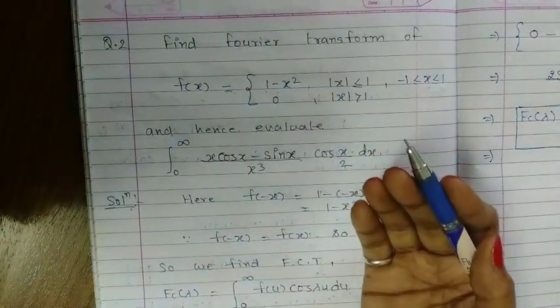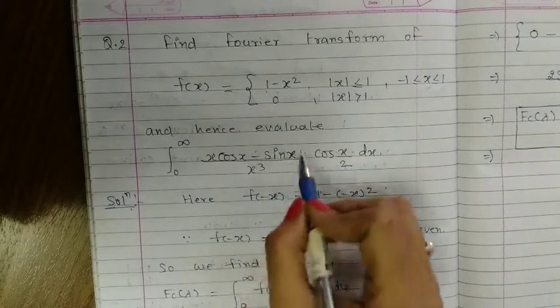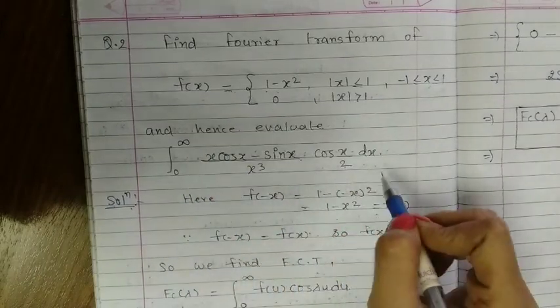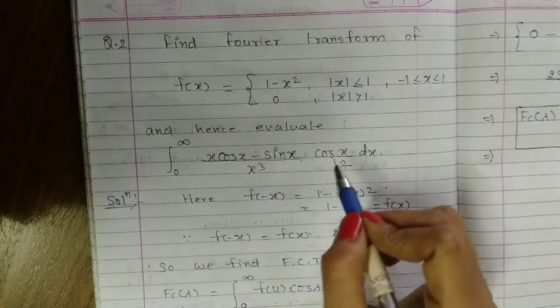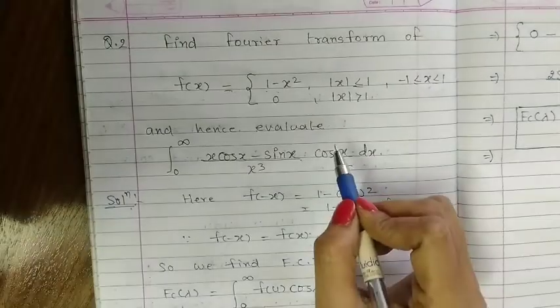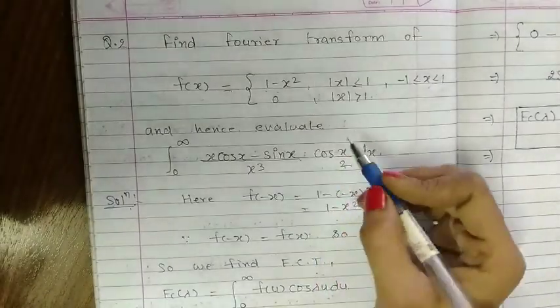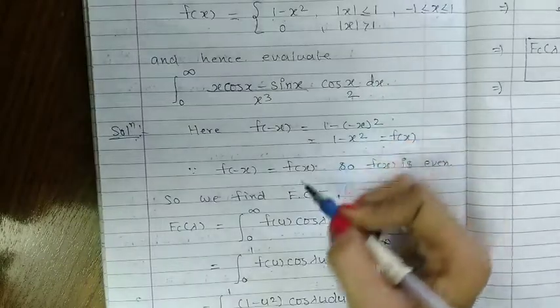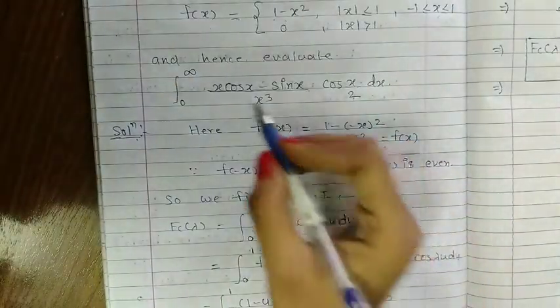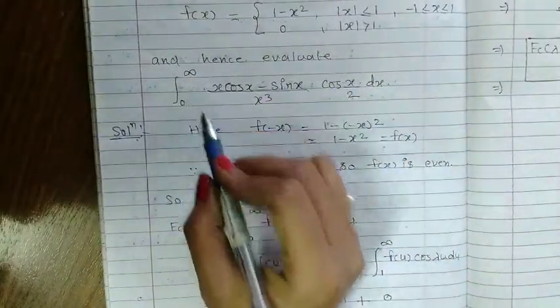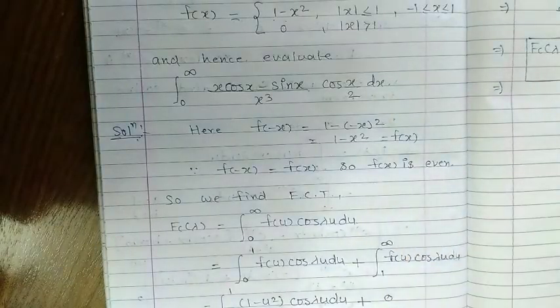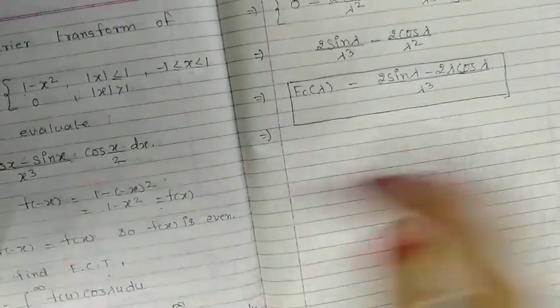Remember one thing, students, we will always evaluate this type of deductions by using the definition of inverse Fourier transform. In this numerical we have found which Fourier transform? Cosine transform. So we will be evaluating this integration by using the definition of inverse cosine transform. So see students, rest of the part.